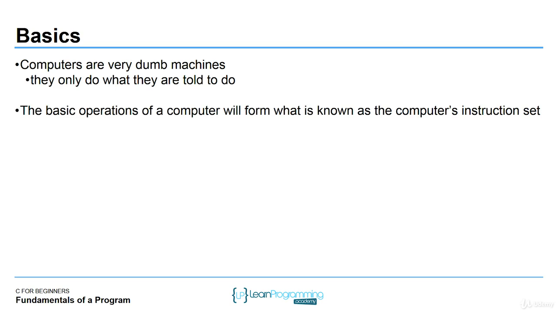So the basic operations of a computer form what is known as the computer's instruction set. An instruction set is just how it's going to do something. So we need to tell this computer how to do it, and we do that in the form of a program. At an even lower level, each computer has what's called an instruction set, which is basically the instructions on the CPU, the processor of the computer.